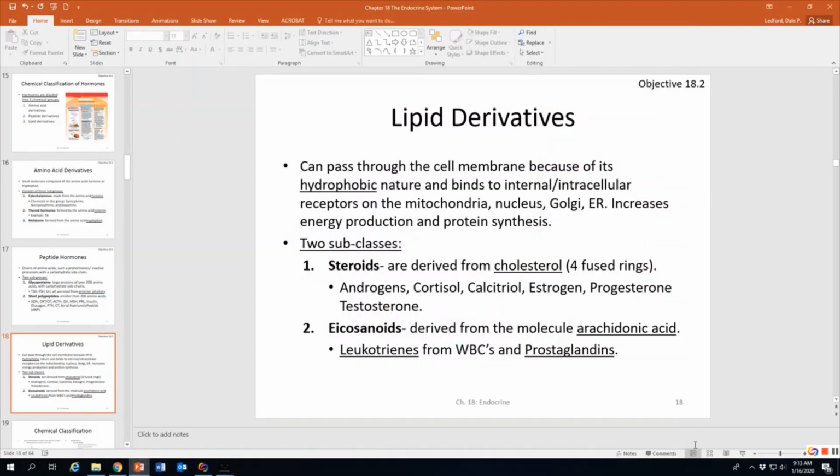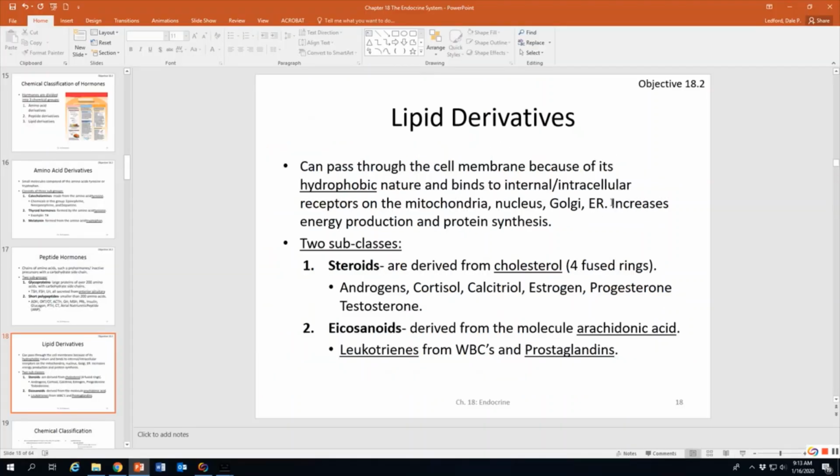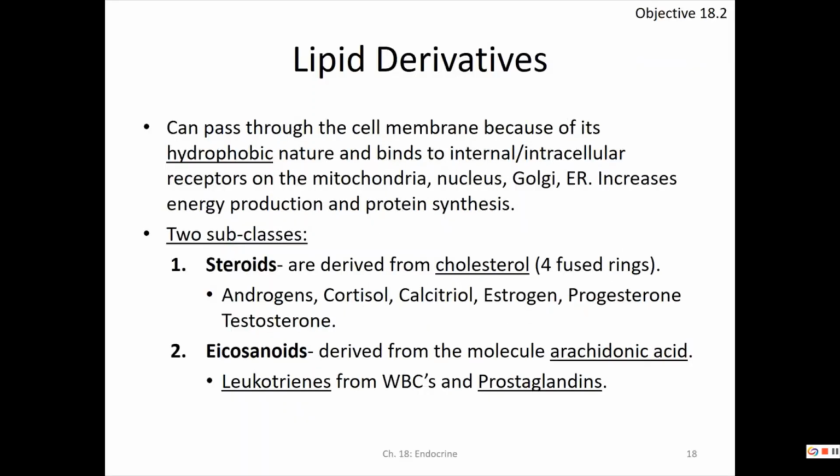Now, what I want to make sure you understand is that a lipid derivative, because it is hydrophobic, binds to a receptor on the inside of the cell, for example, on the mitochondria or the nucleus. And usually this comes in and increases energy usage. Sorry, the ER was supposed to have a period at the end of it. Anyway, the endoplasmic reticulum.